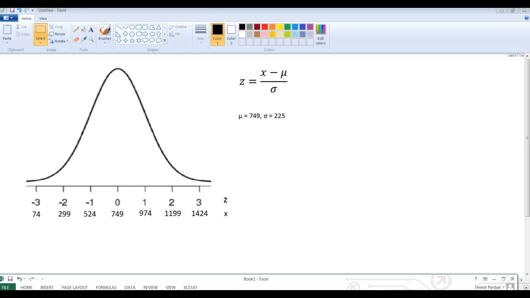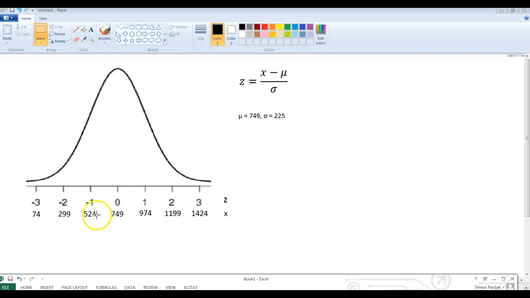So as you can see, we sketched the normal distribution. I've also shown the z-axis, where we go from -3 to 3, as well as the x-axis. And this comes from the problem, which tells you that the mean is 749, so that's right here. And the standard deviation is 225.